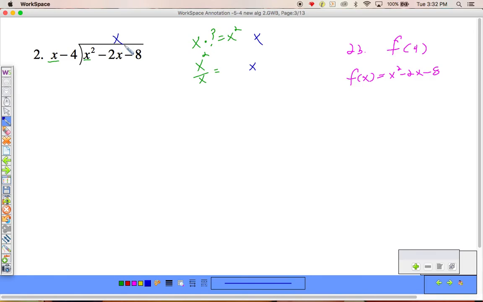When I do this multiplication, that first term has to cancel. So I'm going to multiply x times both the pieces on the outside, that x minus 4. And I get x squared minus 4x. This next step is where people make mistakes. What we want to do next is subtract. So x squared minus x squared is 0. It's gone. Don't worry about it. A negative 2x minus a negative 4x.